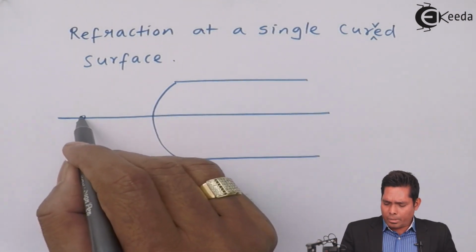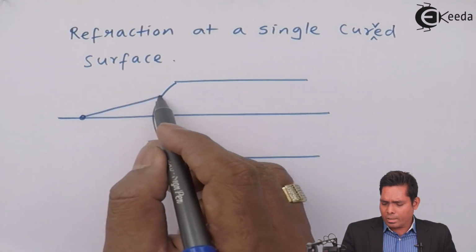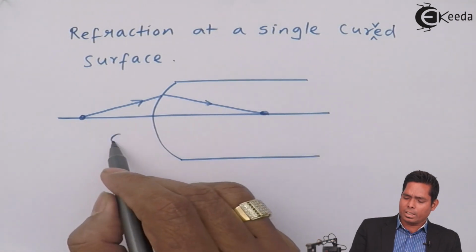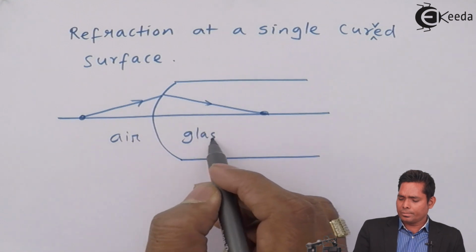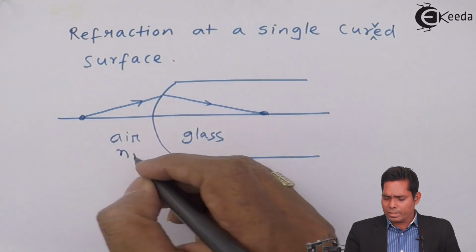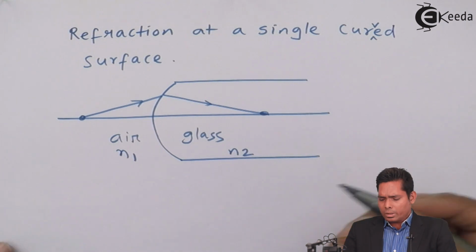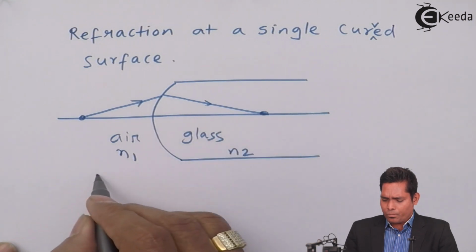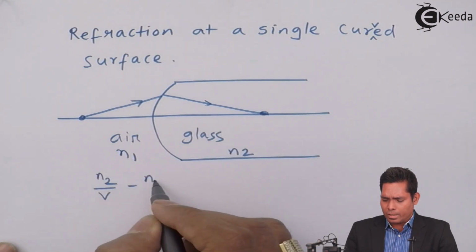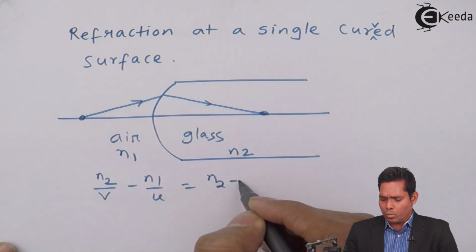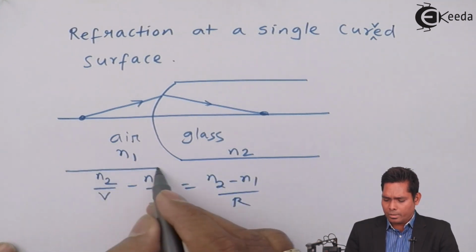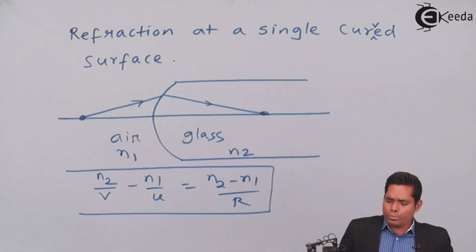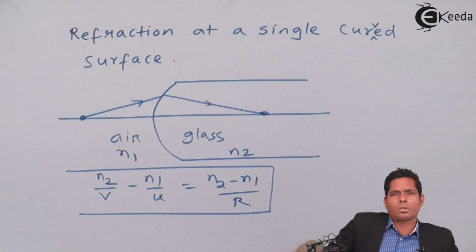If I take a point image, and the ray goes like that and is finally incident here, from here this is air, or suppose this is glass or any other medium, with refractive index n1, and here refractive index n2, then this is the object distance and this is the image distance. The formula is n2 over v minus n1 over u equals n2 minus n1 divided by r. This is the formula that we are going to use for these surfaces.